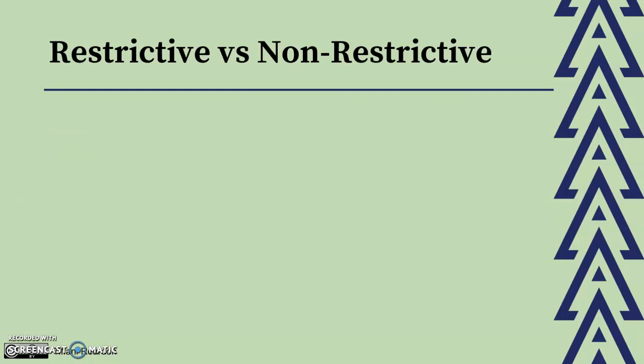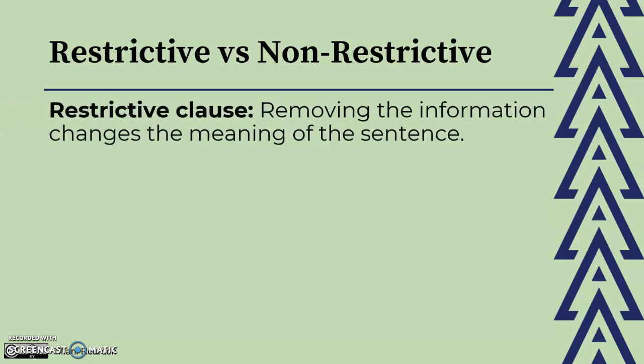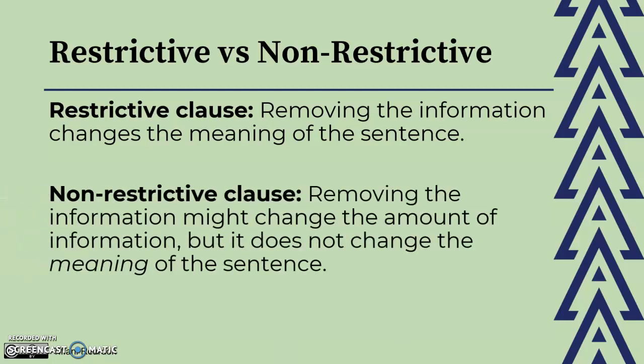The next thing we'll talk about, the comma rule, involves restrictive and non-restrictive clauses. Let's define these things. A restrictive clause is something that is stuck into a sentence that if you remove that clause, it'll change the sentence's meaning. A non-restrictive clause is something that is stuck into a sentence. If you remove it, then you might change the amount of information in the sentence, but it does not change the actual meaning of the sentence. Let's look at some examples.